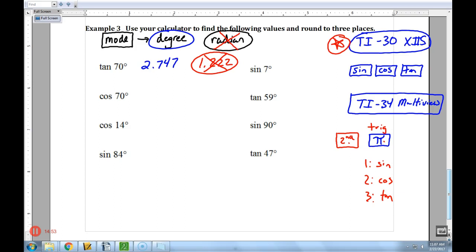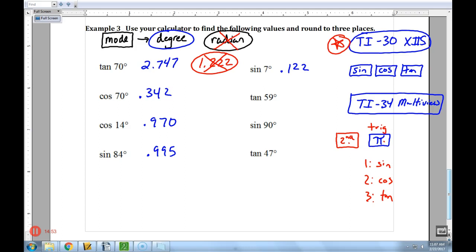So let's go ahead and fly through this, and let me just finish this up. Cosine of 70 should be 0.342. Cosine of 14 should be 0.970. Sine of 84 should be 0.9945, so it would actually round up to 5. Moving over to the next column, sine of 7 is 0.122 when I round it.